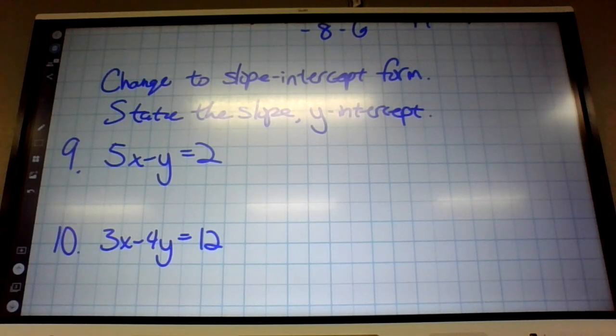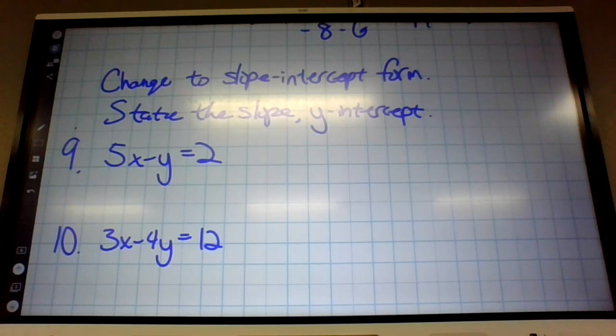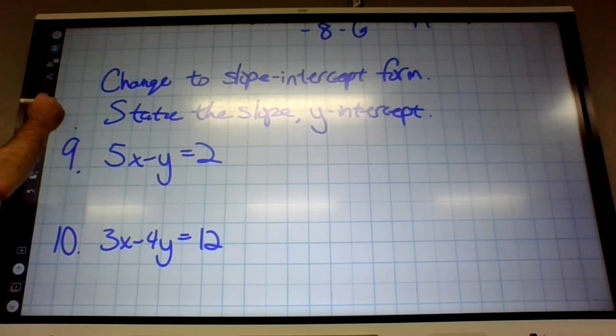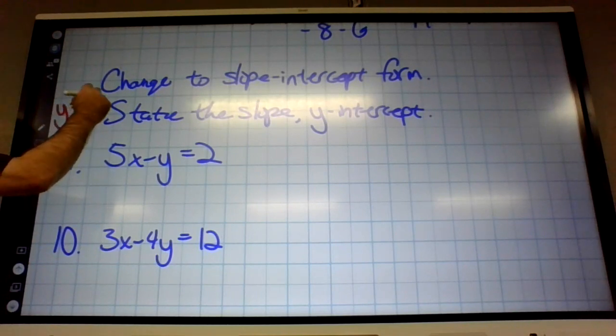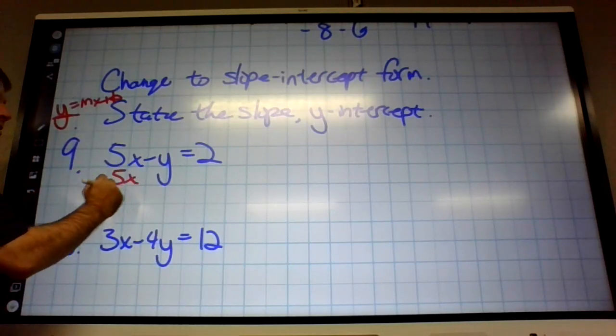All right, so Ken, what does it mean to change to slope intercept form? What we've done all this chapter, what do we usually do when we have an equation like this? Yeah, we got y by itself. Slope intercept form is y equals mx plus b. Okay, so you get y by itself, and then it's in slope intercept form. So yeah, you subtract 5x.